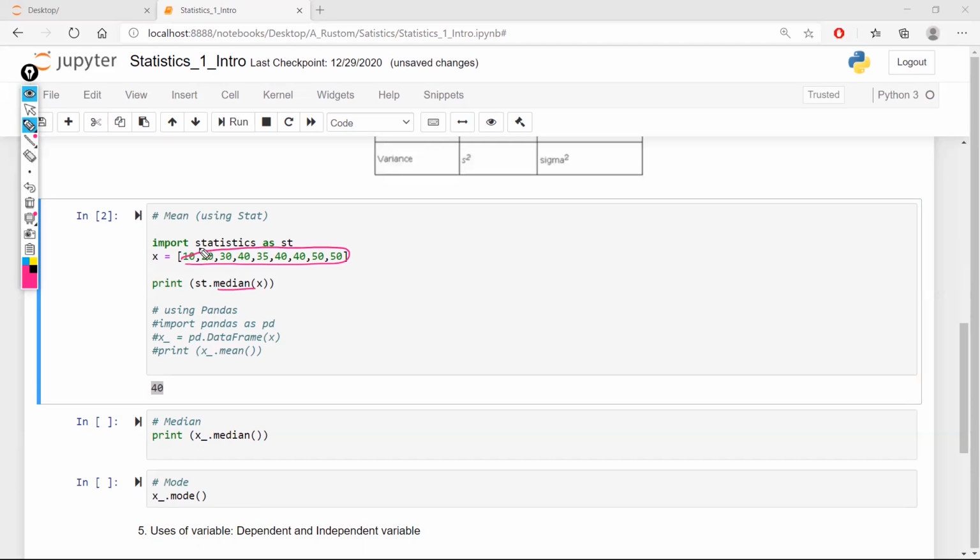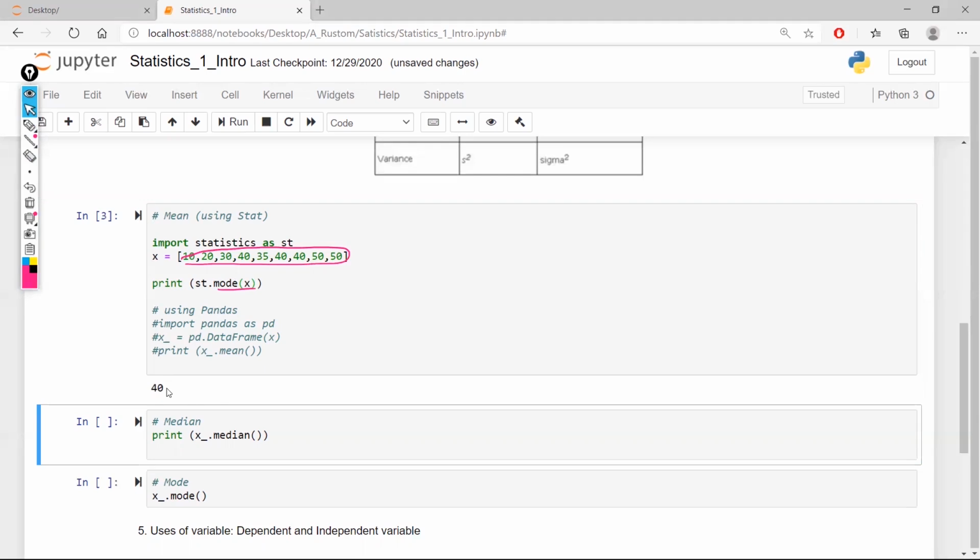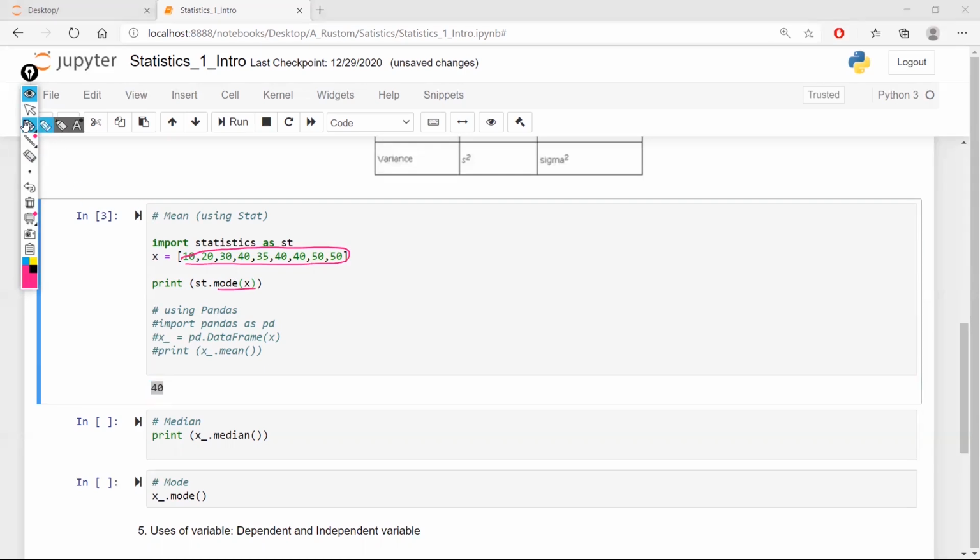If I want to find the mode, again it's the same thing. I'm just going to say mode, and I find that the mode is also 40. It is because of the frequency, as we discussed: which number occurs more times. If you look into this, 40 occurs 1, 2, 3 times. And 30 occurs only one time. 50 occurs only two times.